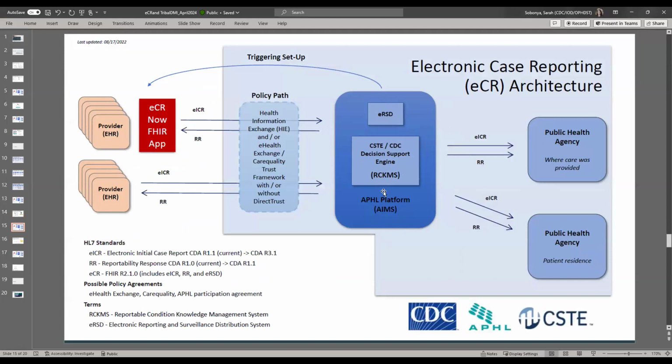And then you'll see they talk about a reportability response. We've got the electronic initial case report going forward, and then this reportability response going back to the provider.